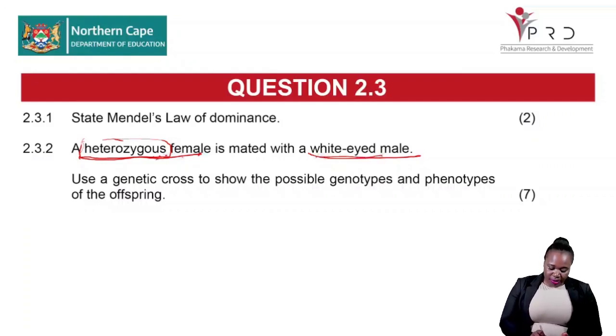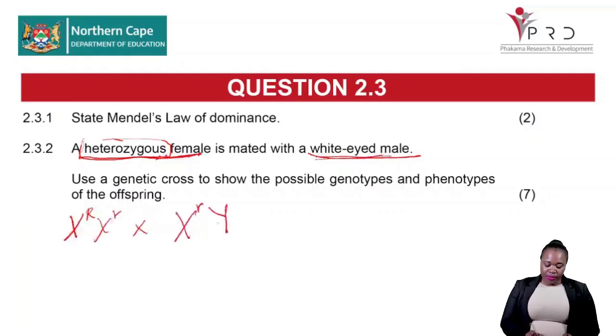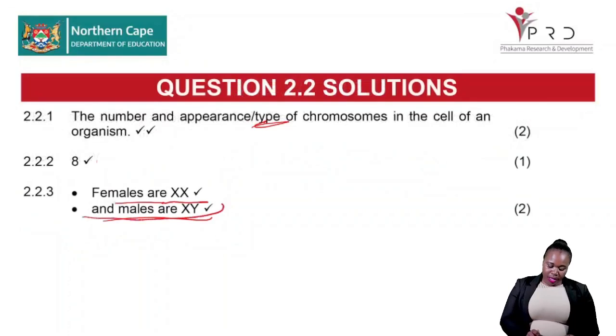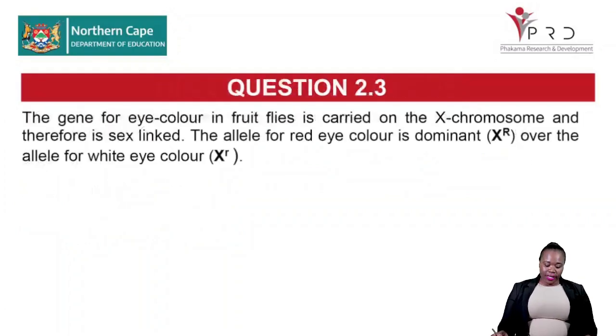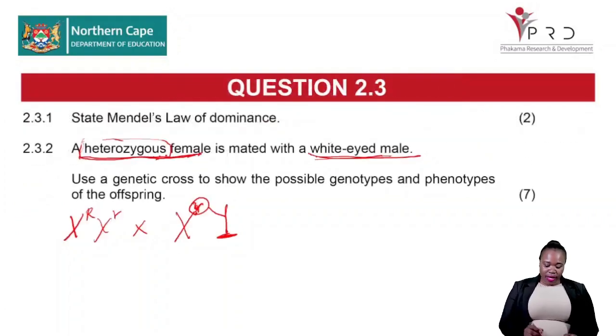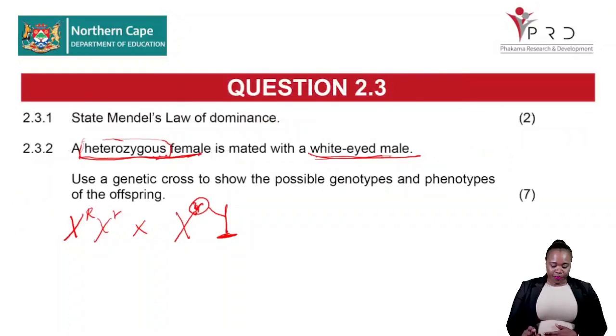So now, because this is the female, it will be X capital R, X small letter r, right? Because that is the female, right? And then the male is white-eyed. For the male to be white-eyed, it means that the one X is going to carry the small r. And then remember, in males, because of the male's sex determination here, we know that it is XY, right? So we know that the Y chromosome does not carry any allele, so it is going to be X small letter r, and a Y that does not have anything, right?